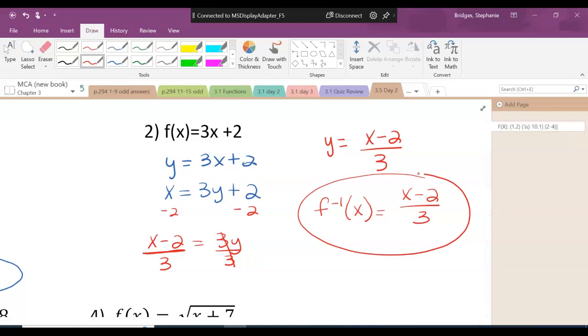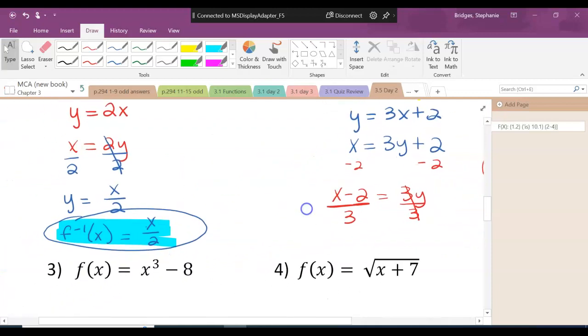So if you think about it, in your original function, we were multiplying by 3 and adding 2, right? What's the inverse of adding? Subtracting. Didn't I end up subtracting? And then dividing by 3 instead of multiplying by 3? Does that make a little bit of sense?